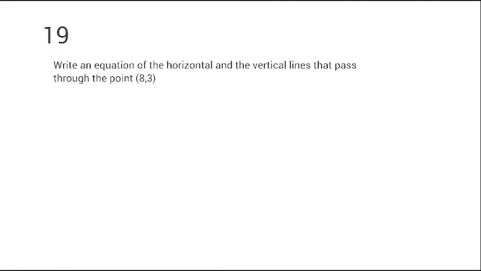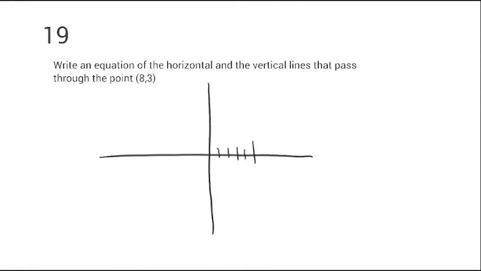So first thing I'm going to do is, in general, just plot the point first. So the point is at 8, 3: 1, 2, 3, 4, 5, 6, 7, 8, and 1, 2, 3. I think that is good. Then I'm going to draw the horizontal line that goes through that point. And I'm going to draw a vertical line that goes through that point.